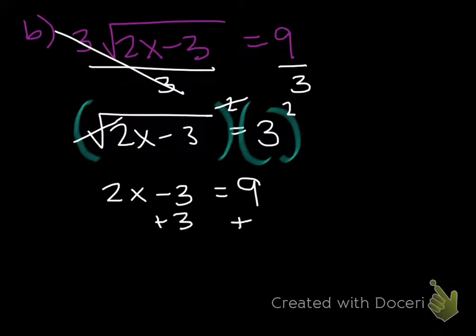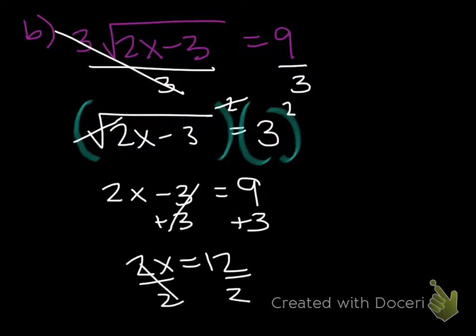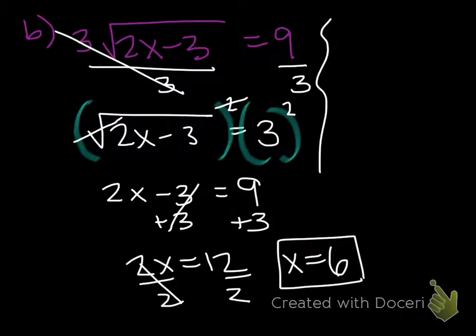We add 3 to both sides. I get 2x equals 12. Divide both sides by 2, and we get x equals 6. But again, we want to check to make sure this answer works. So I come back to the original problem. And I have 3 times the square root of 2 times 6 minus 3. And I need to see if this will equal 9.